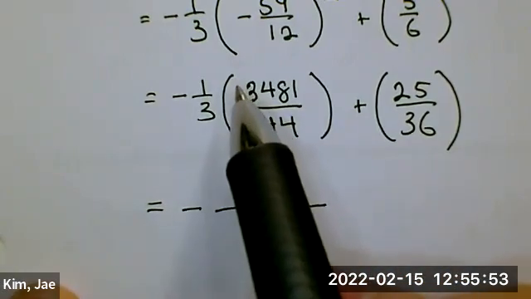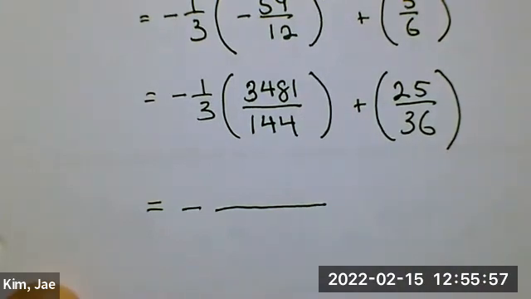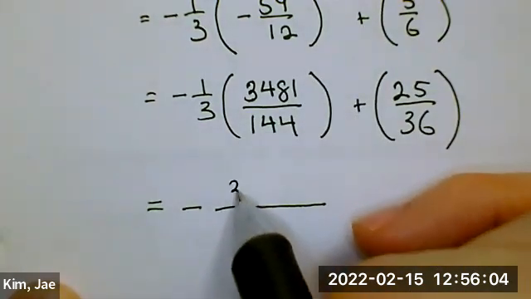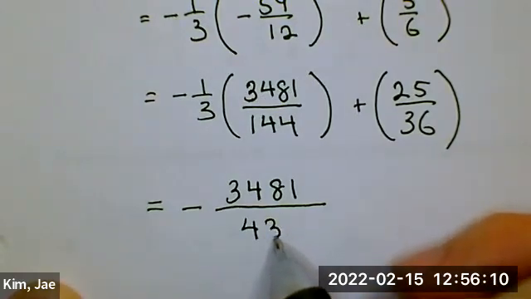Now, do I have to do it that way? 3, 3, 1, 18. Oh yeah, it's not divisible. Okay. Then 3 times 144, 432.